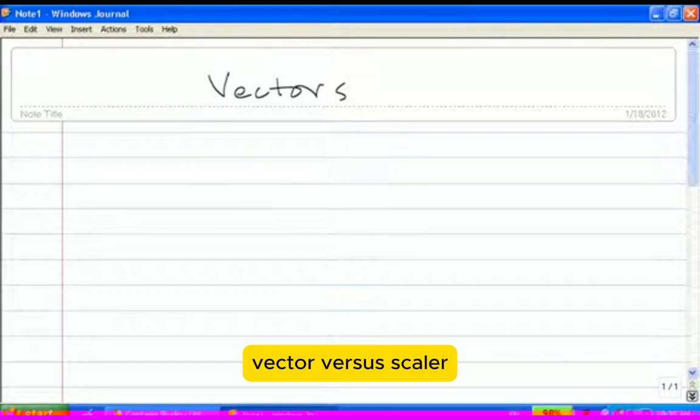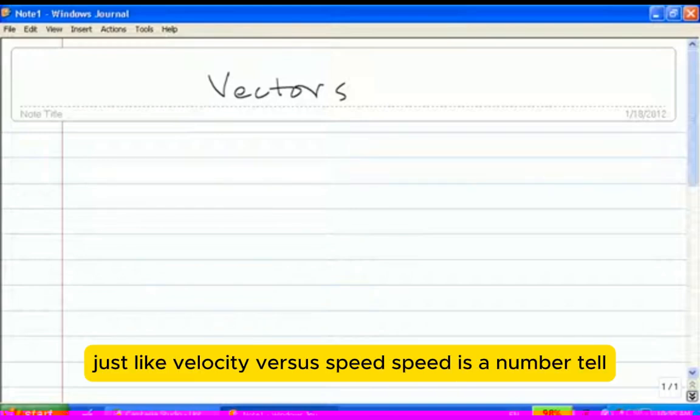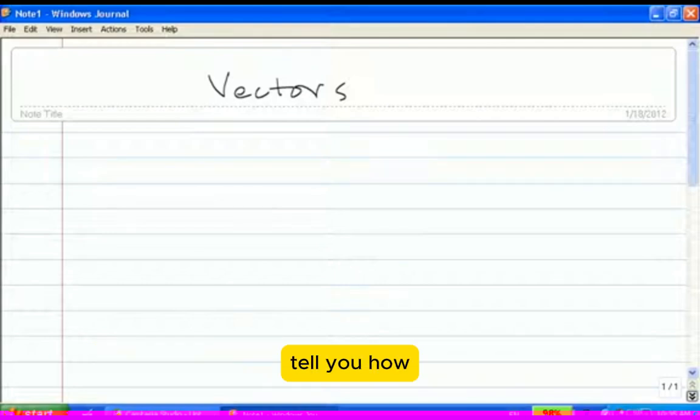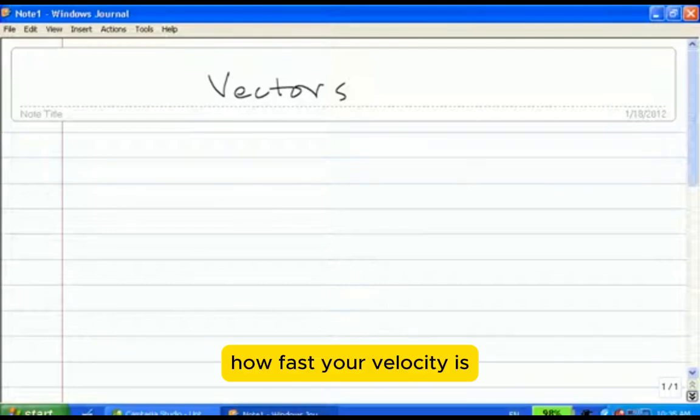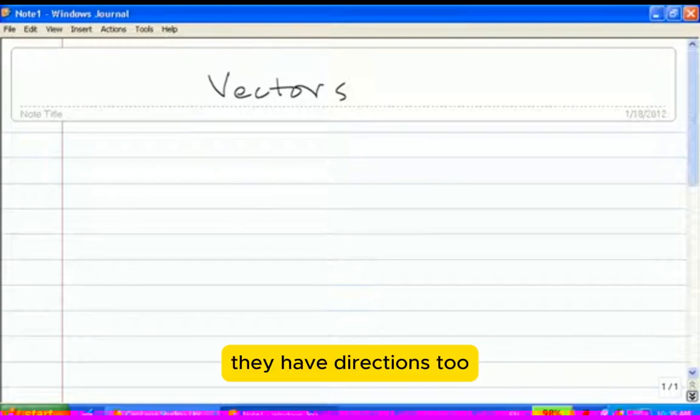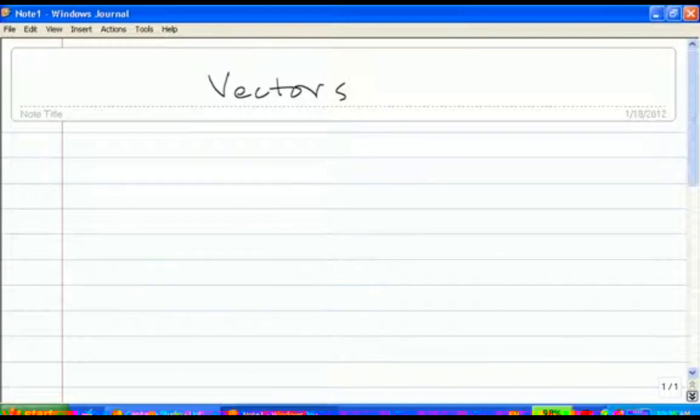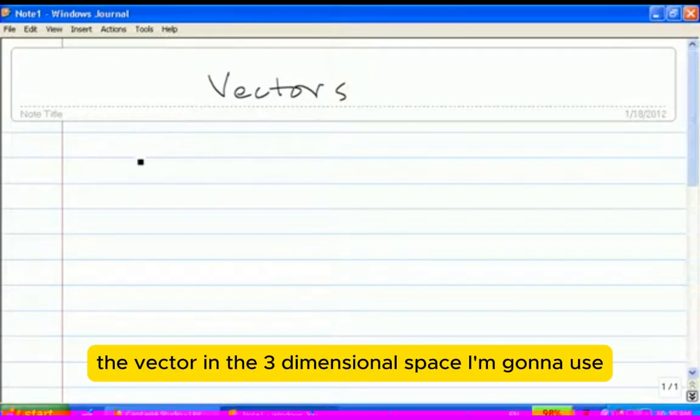Vector versus scalar, just like velocity versus speed. Speed is a number. It tells you how fast your velocity is. But the velocity is more than that. It has directions too.